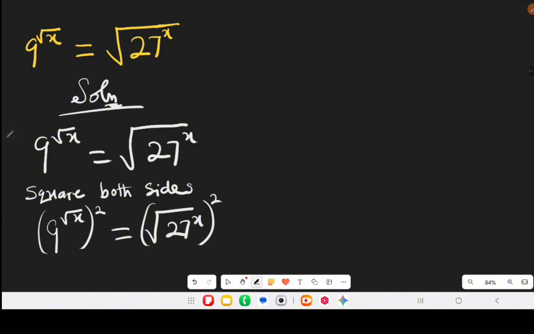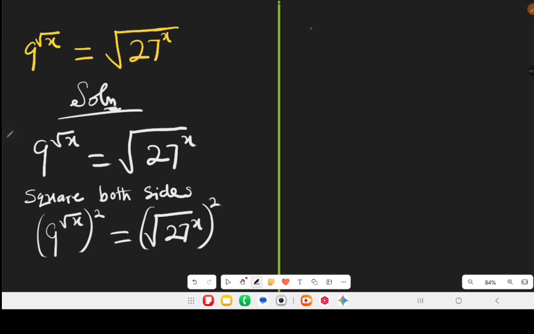Now we can multiply the powers on the left hand side, which gives us 9 raised to the power of 2 root x. When we multiply 2 times root x, it gives us 2 root x. On the right, the square and square root cancel, leaving 27 raised to the power of x.